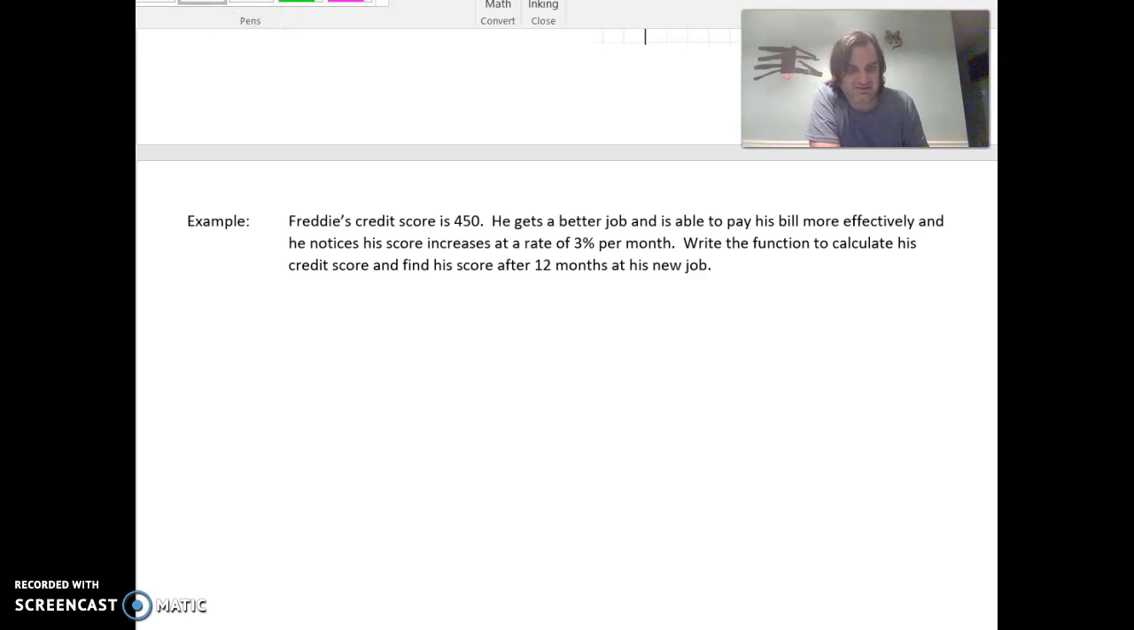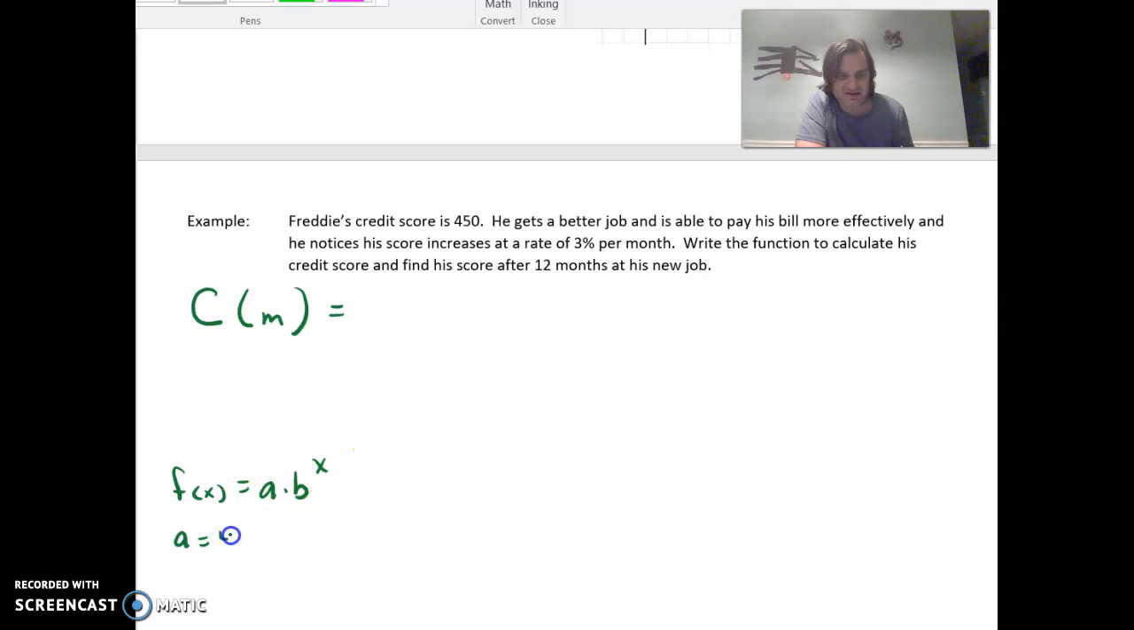So let's see here. What can we write this as? We could call this his credit score after so many months, so C of M. Well, some things are not too hard. If we think of the generic version here, f of x equals a times b to the x. The a is the starting amount, that is 450. The b here is adding 3%. So it's an increase of 3%.